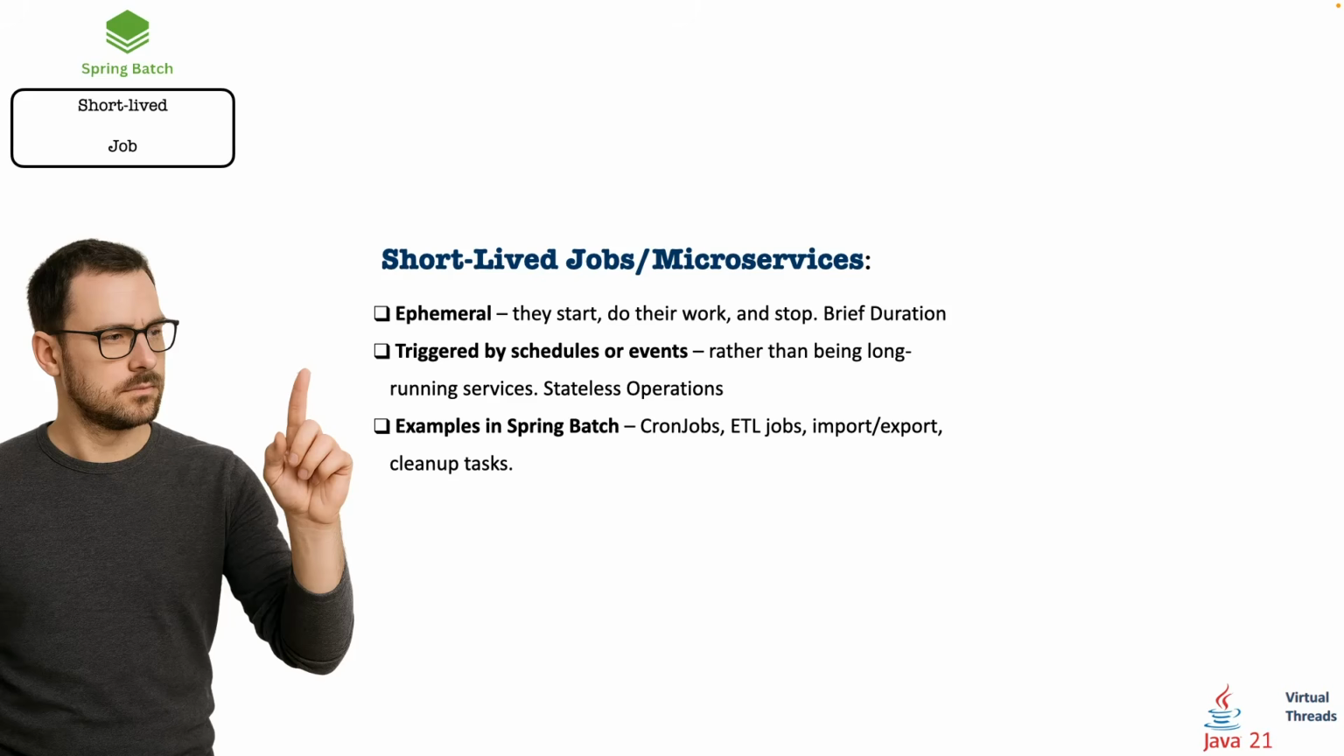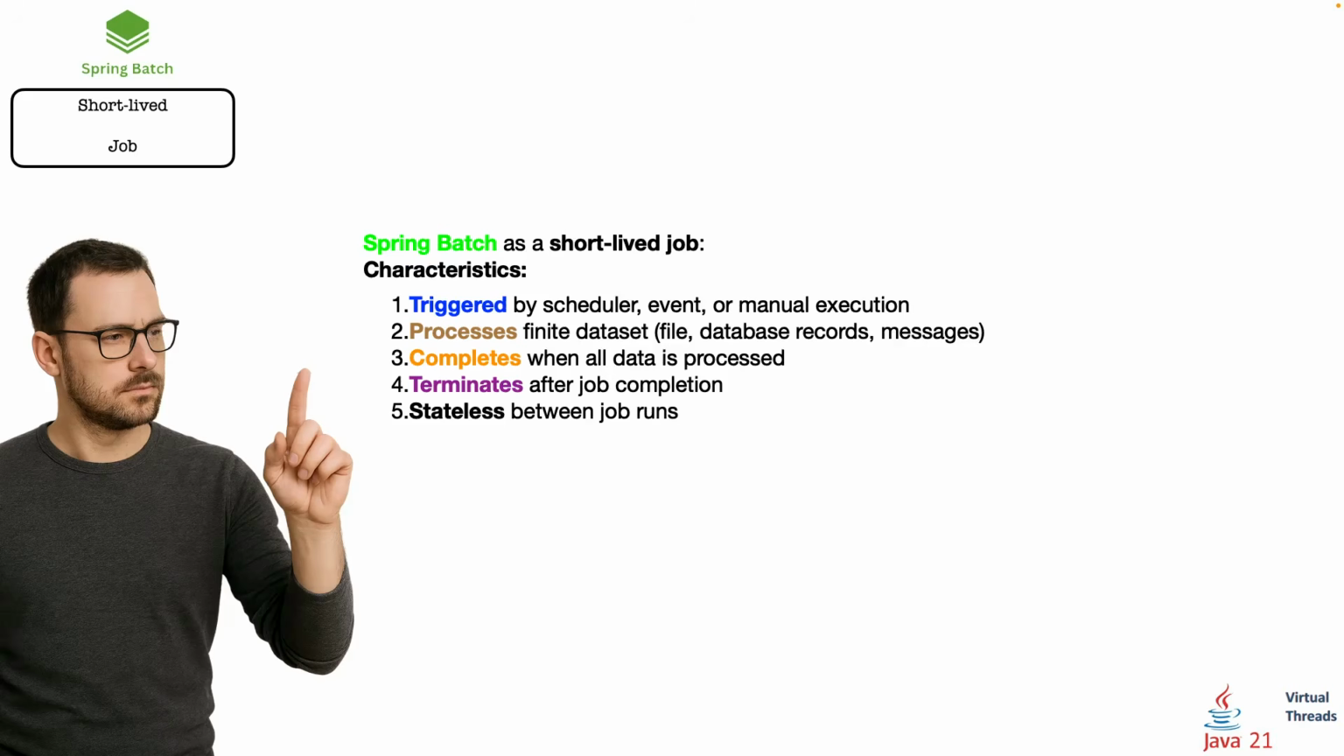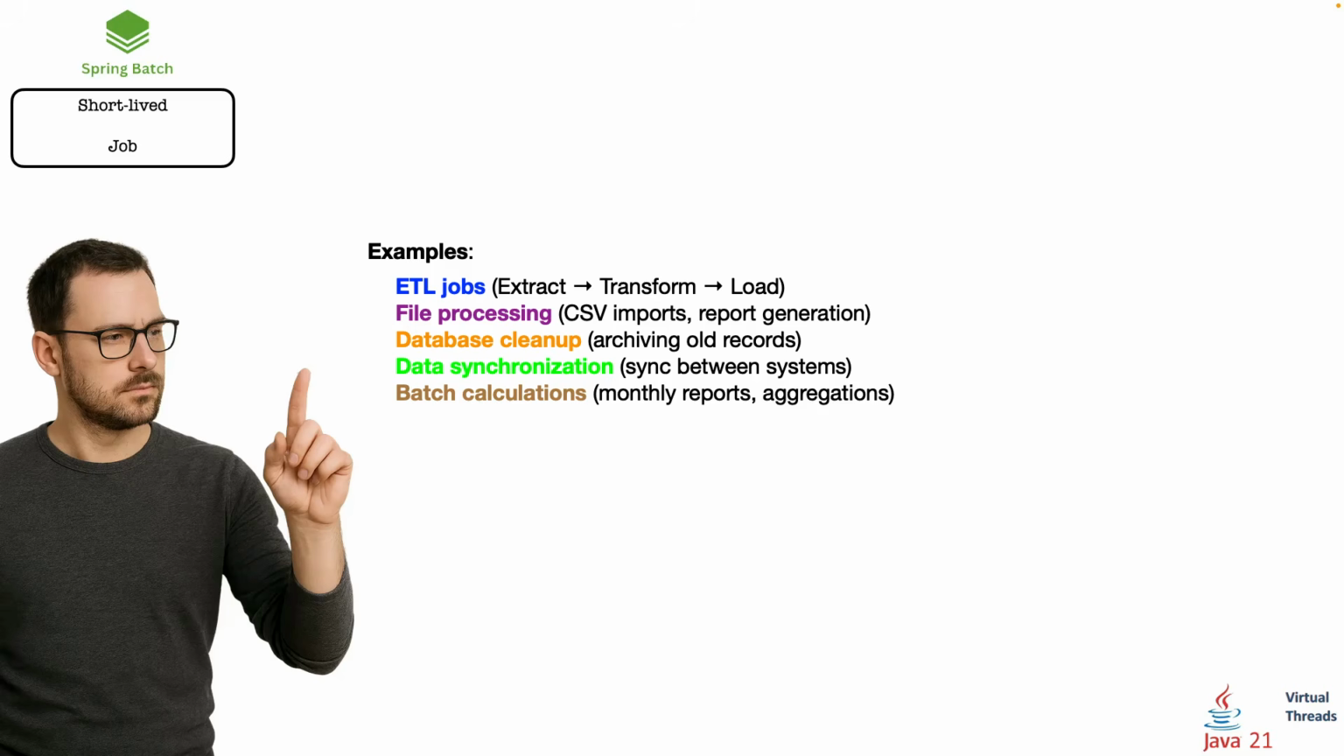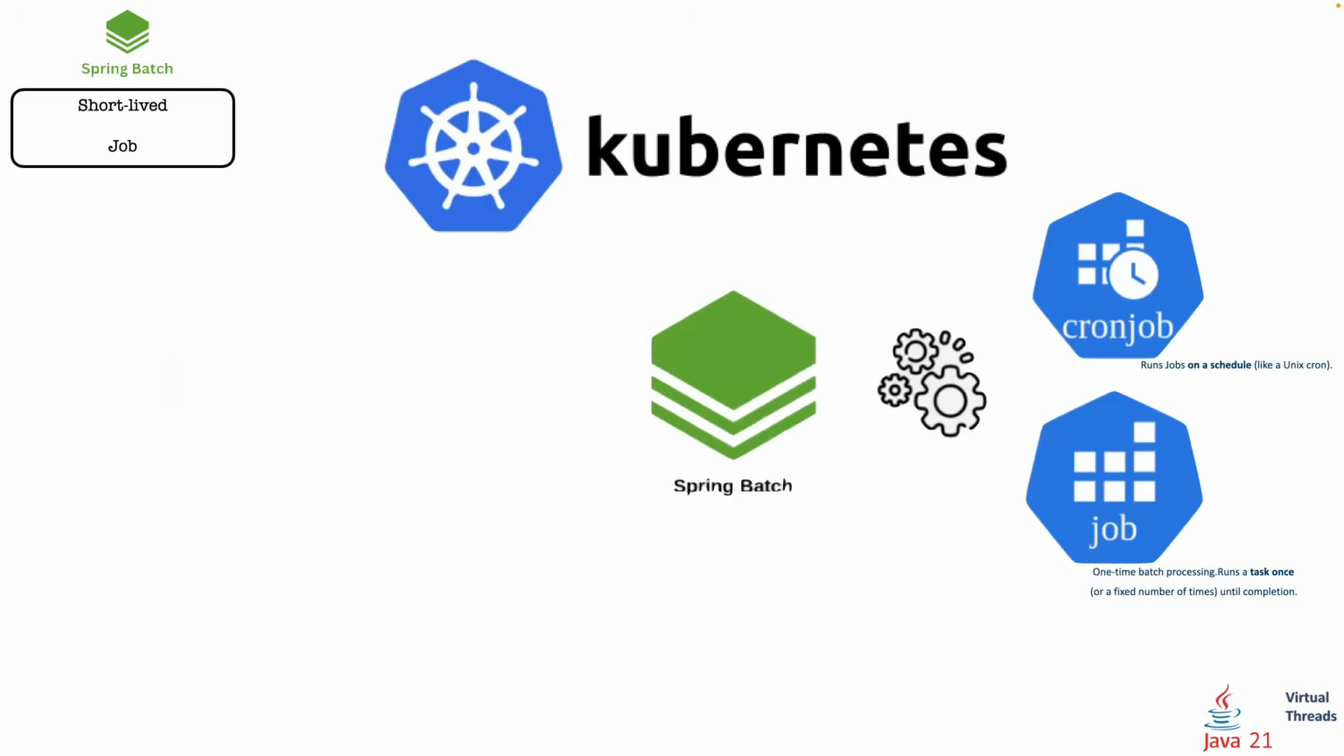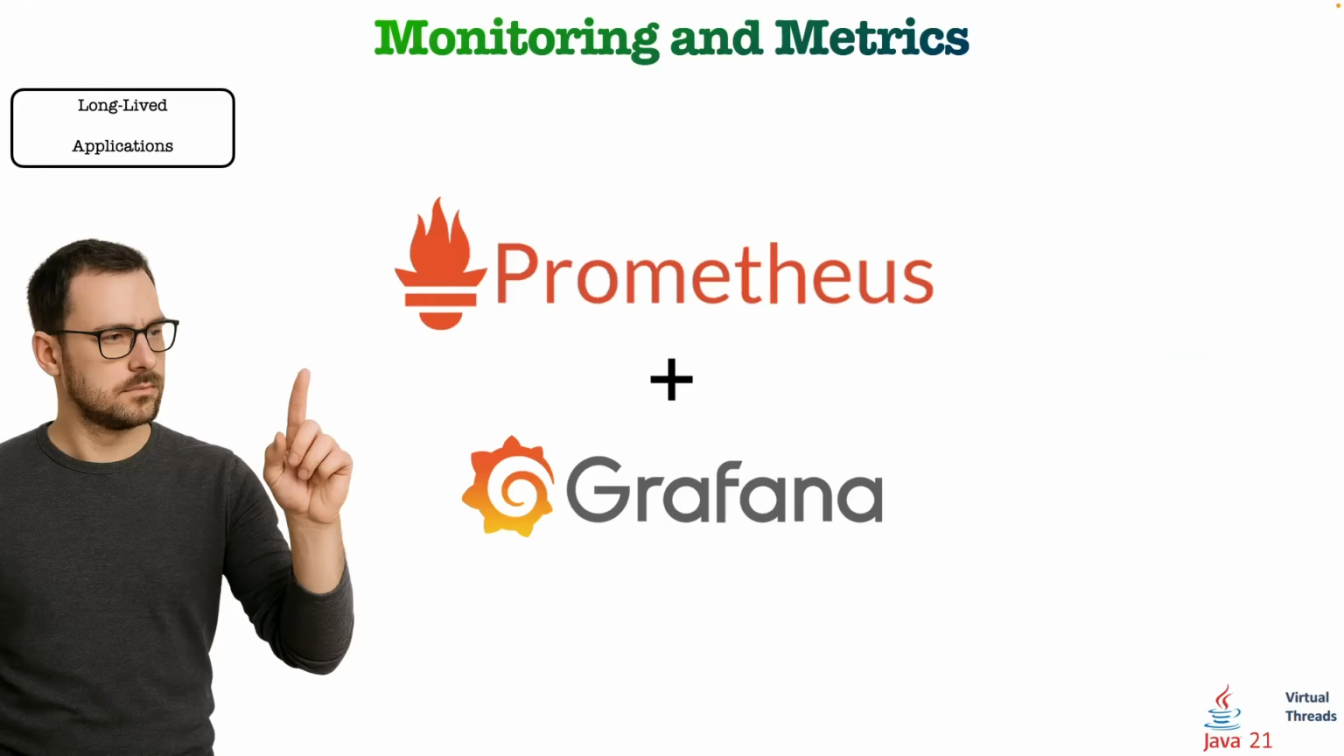Okay? And in terms of SpringBatch, yes, SpringBatch can be a short-lived job. A cron job, for example, ETL jobs, import, export, cleanup tasks, and so on. So when we talk about SpringBatch in Kubernetes, most of the time we deploy them as a cron job or even a job.